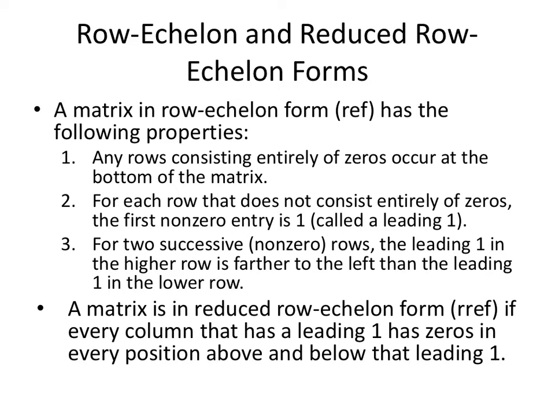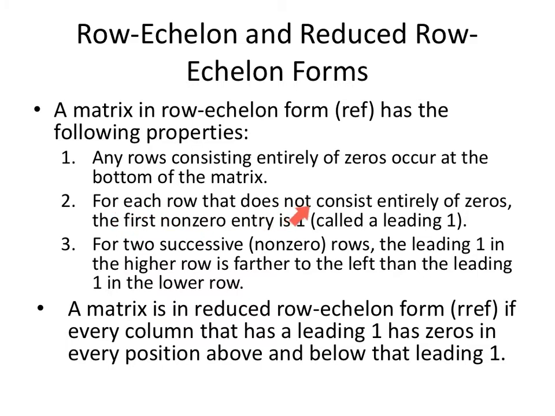A couple more terms here, and these are definitely ones you'll want to know if you're using graphing calculators. They'll help you out, or any computer-aided device. A matrix in row-echelon form, also known as REF, has the following properties. So any row consisting entirely of zeros occurs at the bottom of the matrix. Remember, we can interchange rows, so if something happens and they're not at the bottom, all we have to do is interchange and get them there.